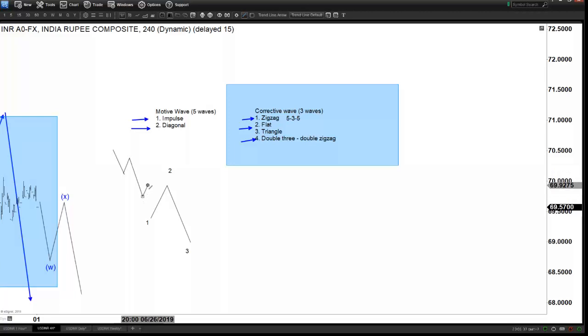Now my question to you guys is, you are a waver and you want to label. Okay, so how am I supposed to label this? I have 5 waves, I have a correction, I have another 5 waves, right? What am I supposed to label this? Now this can either be a wave 1, or it can be a wave A. It can be a wave 2, or it can be a wave B. This can be a wave 3, or it can be a wave C, right?